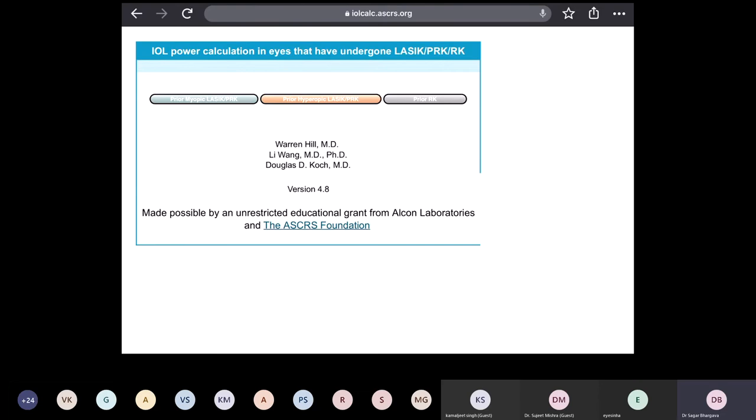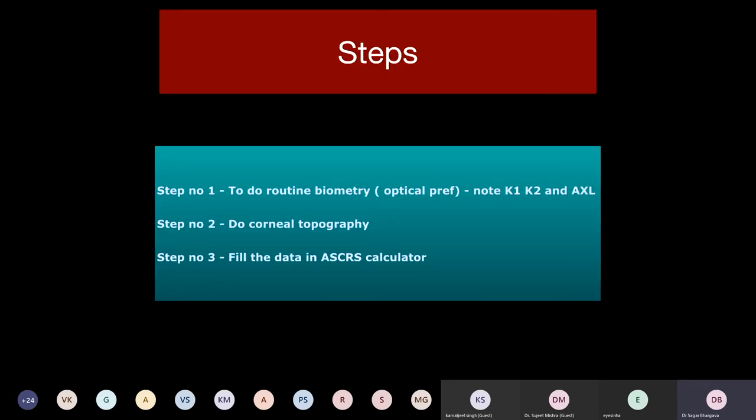Basically, once you type in this website, you are asked whether the patient is pre-LASIK, pre-hyperopic LASIK, or a prior RK patient. Once you click this, the process starts. These are the three steps you will essentially do when approaching this patient. Step number one is to do routine biometry. Optical will be preferable, but you can still do ultrasound biometry if you don't have access to optical. Note the K1, K2, and axial length. These three parameters are very important. Then do a corneal topography and fill in the data.